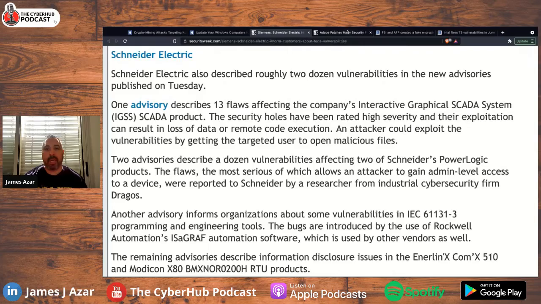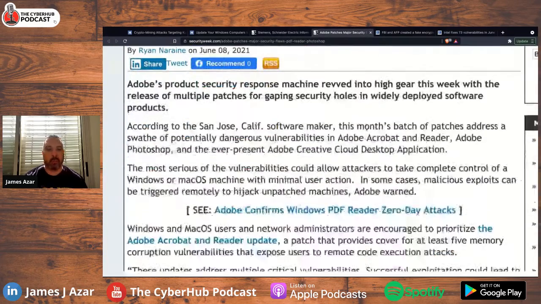We'll move to Adobe, which patches a major security flaw in PDF Reader and Photoshop. According to the San Jose, California chip software maker, this month's batch of patches address a swath of potentially dangerous vulnerabilities in Adobe Acrobat Reader, Adobe Photoshop, and the ever-present Adobe Creative Cloud desktop application.